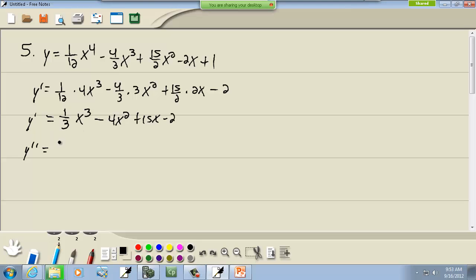For our second derivative, the number out in front just stays out in front. Take your power, put it out in front, lower it by 1. Take your power, put it out in front, lower it by 1, and 15x becomes 15. Those 3's would cancel, and we have x squared minus 8x plus 15 for our second derivative.